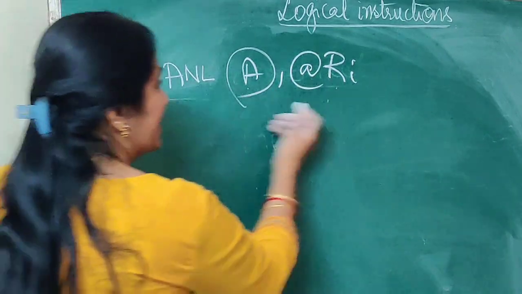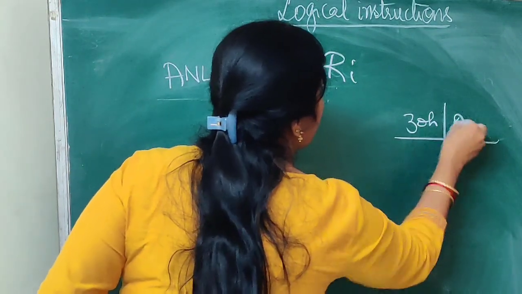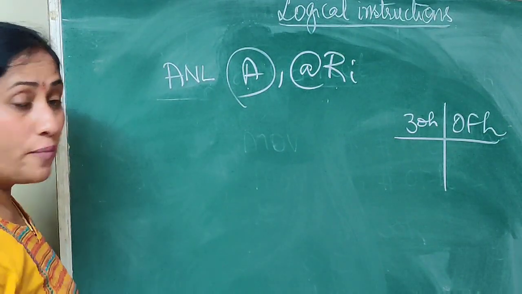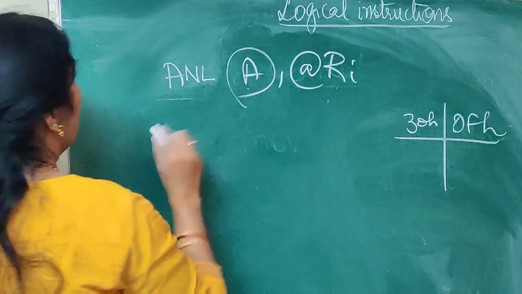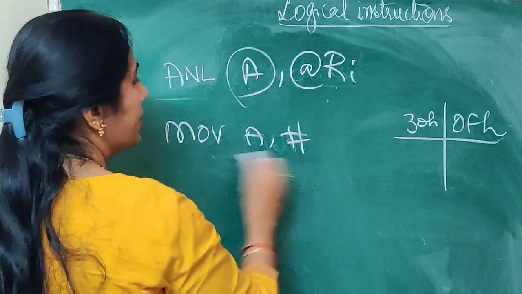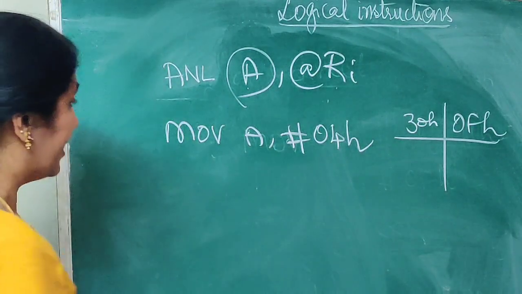Let me take the example. Say in 30 hex memory location I have loaded certain data, 0F hex. I have loaded certain data 0F hex. Now MOV accumulator, #04 hex. Accumulator, again the data we put is 04 hex.